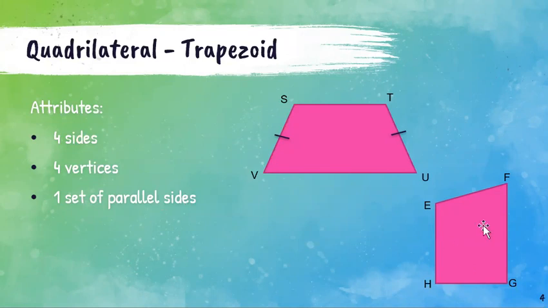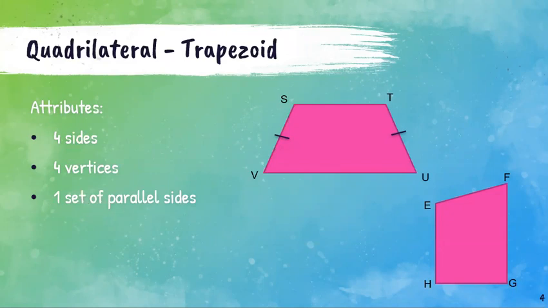And with this shape, none of the sides are the same length, right? There's none of these little hash marks because none of the lines are congruent. None of the lines have the same length, and that's okay. A trapezoid, if we look at our attributes, it doesn't say anything about that. It doesn't have to have lines that are the same length to still be considered a trapezoid. All it has to have is 4 sides, 4 vertices, and 1 set of parallel sides.